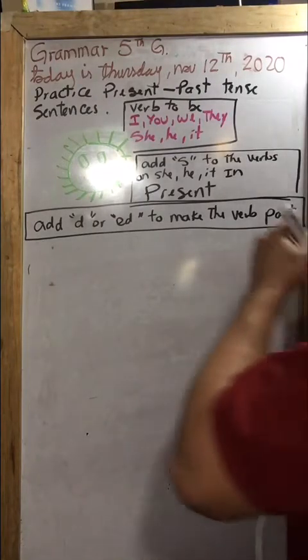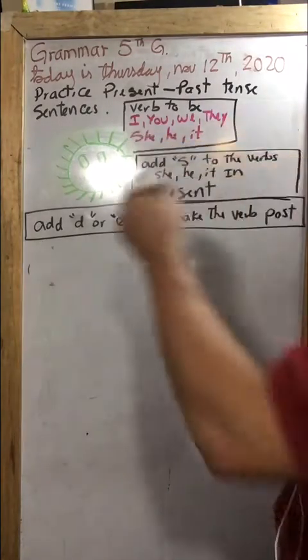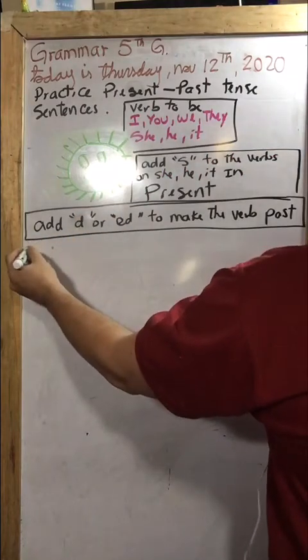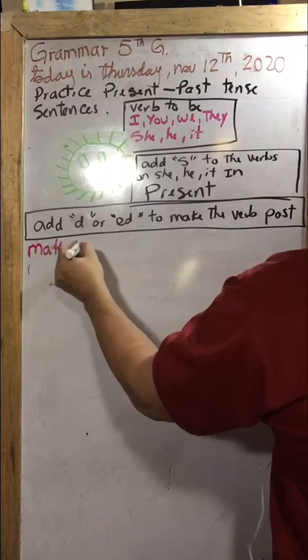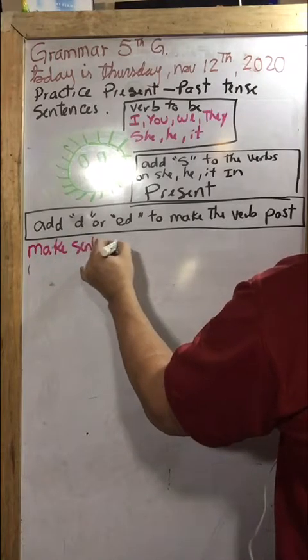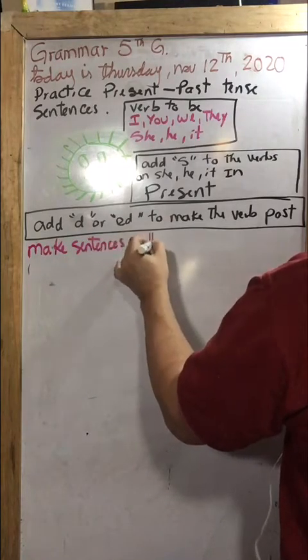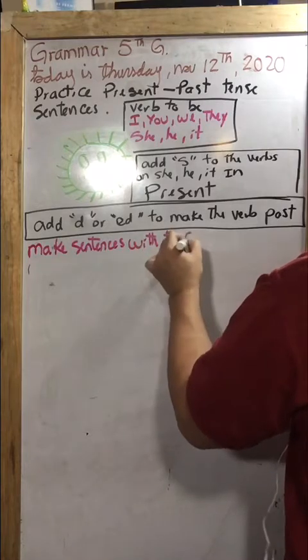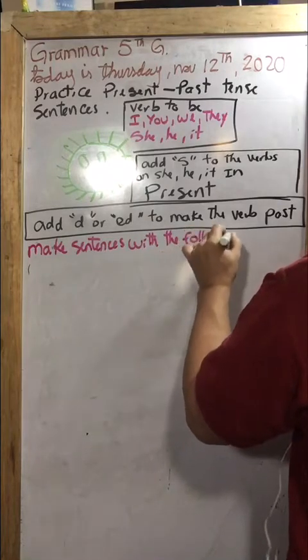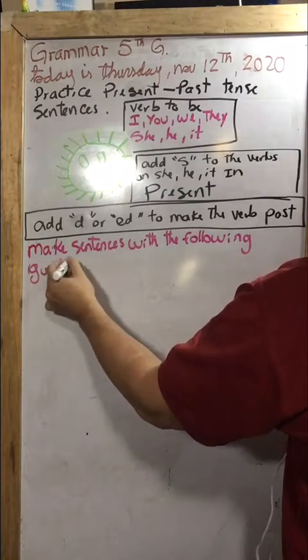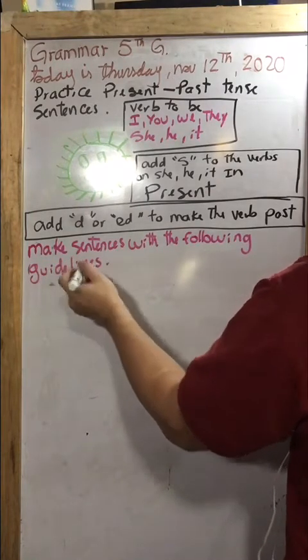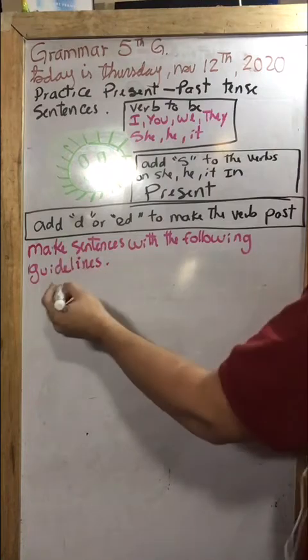So we are going to make sentences in this order. Okay, so the instruction: make sentences with the following guidelines. Okay? So, number 1.